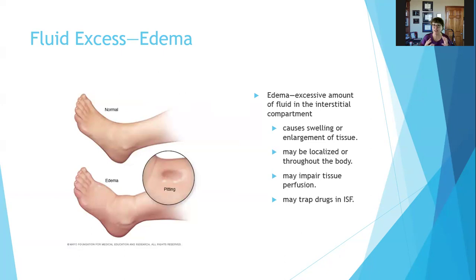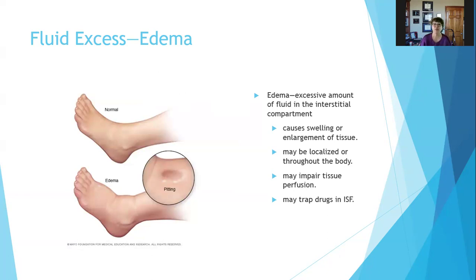Edema may be localized, like if somebody comes up and punches you in the arm, you might have a bruise and a little bit of swelling. That's localized edema. And you know to avoid that person in the future. It might be throughout the body. So it might be in an organ system or a certain area of the body or a very large area of the body.